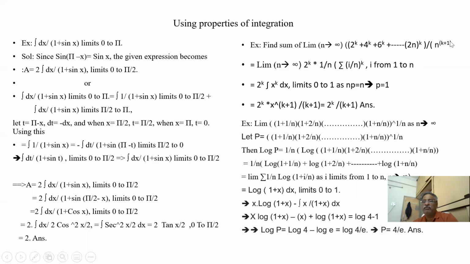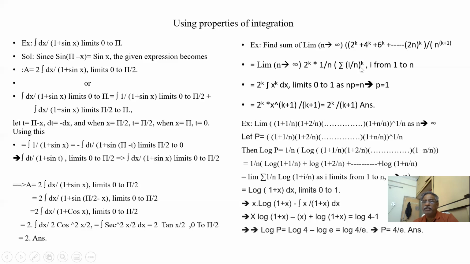If n to the power of 1 I am taking out, so 2 to the power of k by n sigma, then what do I get? i by n whole to the power of k, because n to the power of k is left out everywhere. Here 1 is left out: 1 by n to the power of k plus 2 by n to the power of k plus.